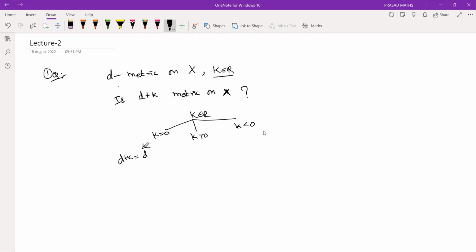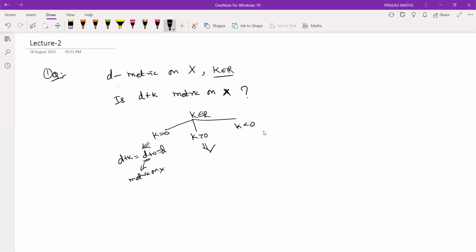My d plus k is itself d. You know that d is a metric. So in this case, d plus k is a metric. Understand? d plus k is the same as d plus 0, which is nothing but d. You know that d is a metric. Therefore, d plus k is a metric.